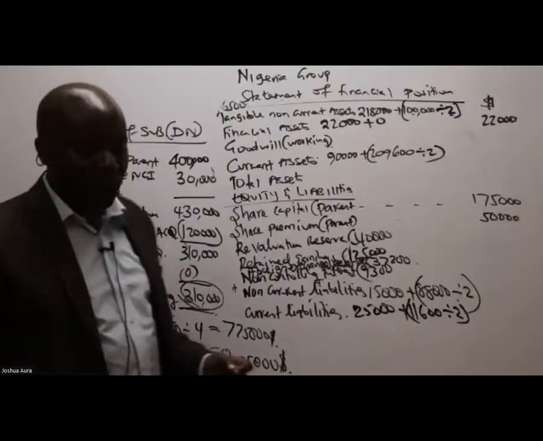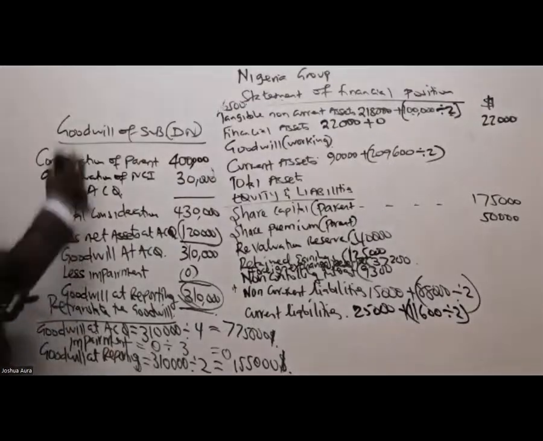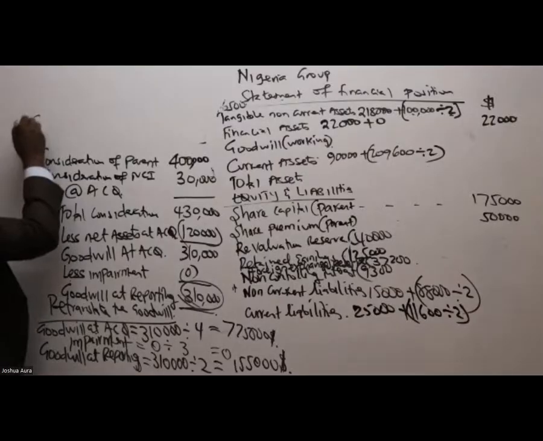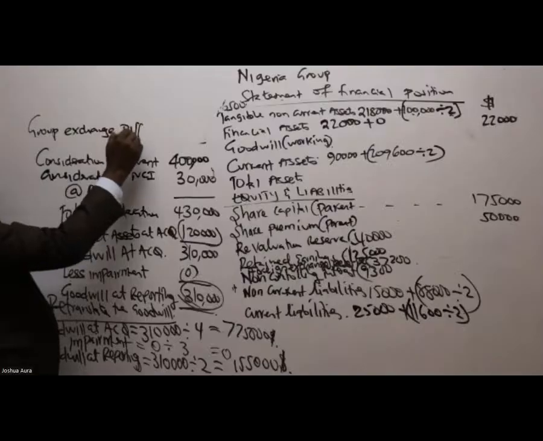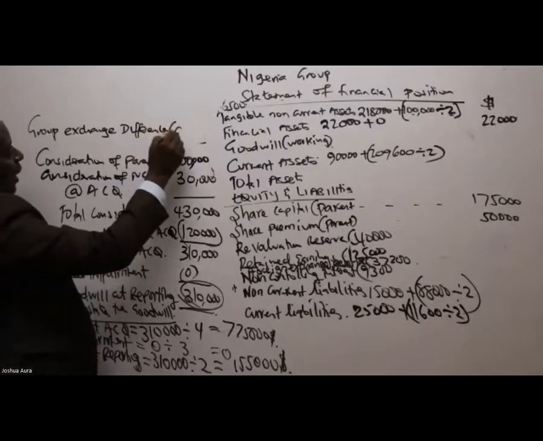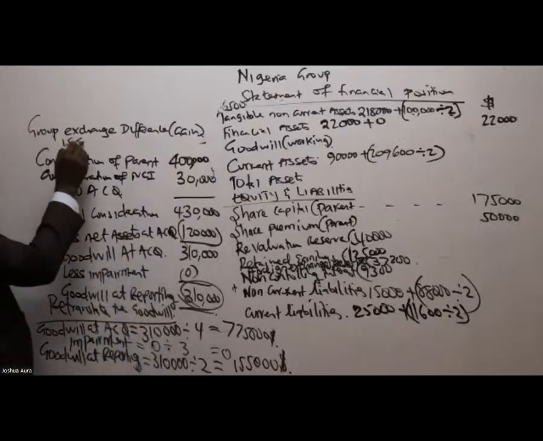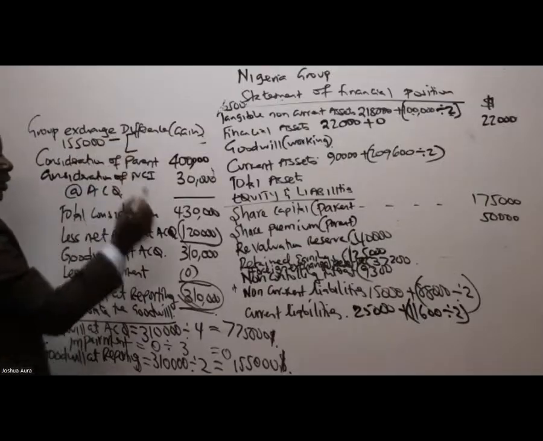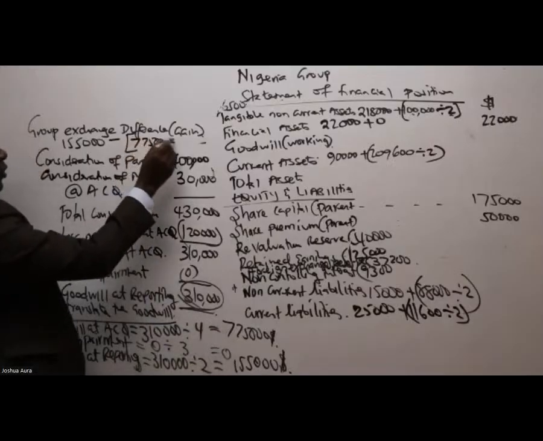The group exchange difference. I can see here, the group exchange difference for goodwill. So I will take in this case the closing amount, which is 155,000, minus these two added together: 77,500 plus 0. Just for your revision, include the 0 there.